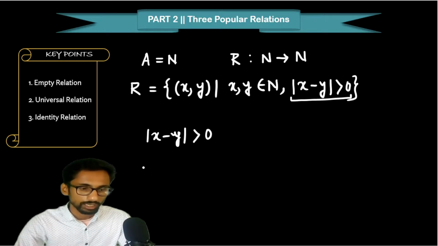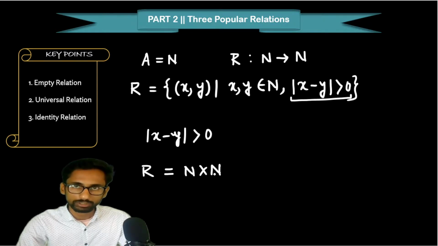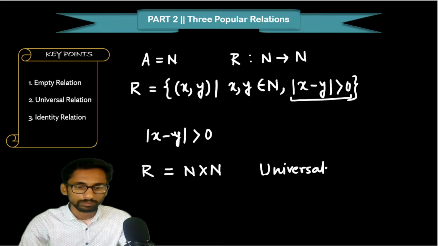That means R is equal to n cross n. That means all the elements of the power set n cross n will satisfy the relation. That means R here, according to the given definition, represents universal relation.